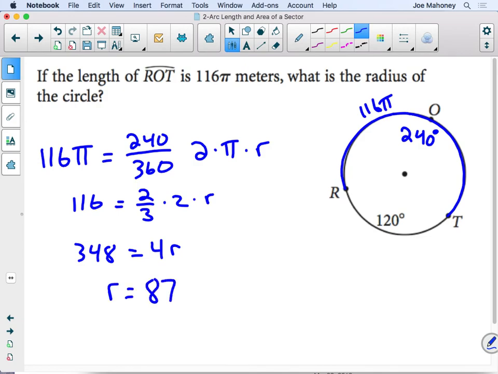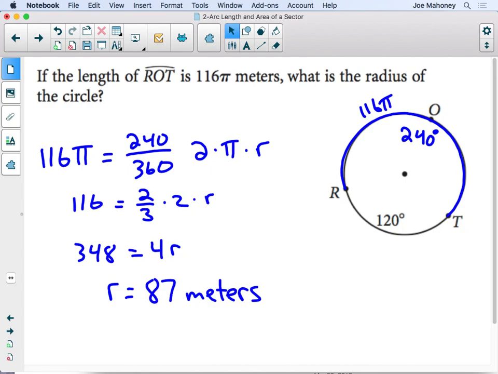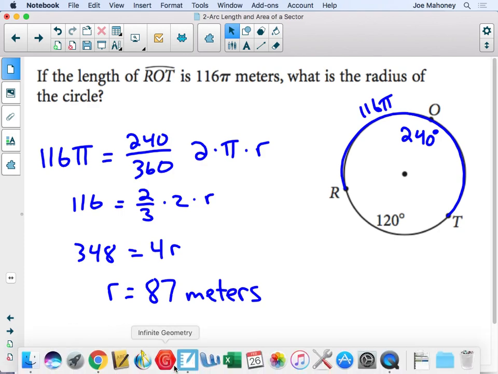87 what? 87 meters. 87 meters? This circle is gigantic. Holy cow. But more importantly, how did you do with circumference and area of a sector and arc length? Hope you had fun.